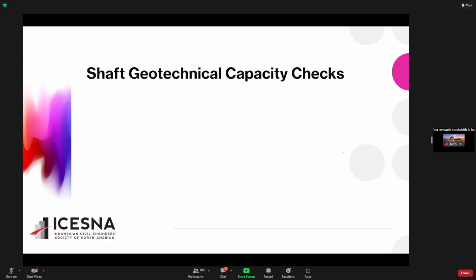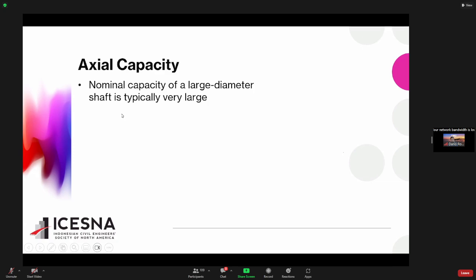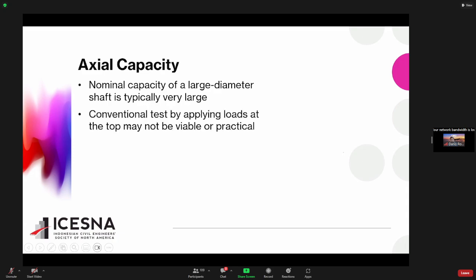Okay, I'll go quickly. Basically, for axial capacity, you want to test your pile for compression and tension, and also for lateral capacity, or you want to check the response of the pile. For axial capacity with a drilled shaft, the nominal capacity of a large diameter drilled shaft is typically very large, so a conventional test applying load at the top may not be practical, or sometimes not even possible, because the required load is so high.